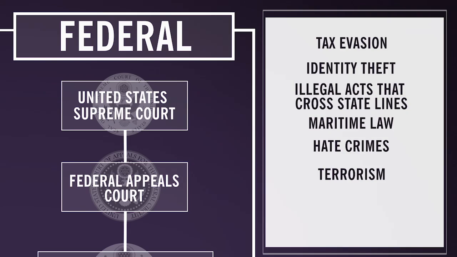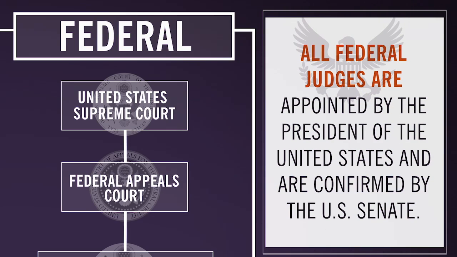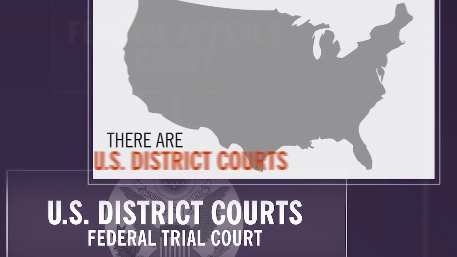The federal courts also hear civil cases in which the parties are in different states. All federal judges are appointed by the President of the United States and are confirmed by the U.S. Senate. These are lifetime appointments, and judges can only be removed through an impeachment process initiated by Congress and only under outstanding circumstances.